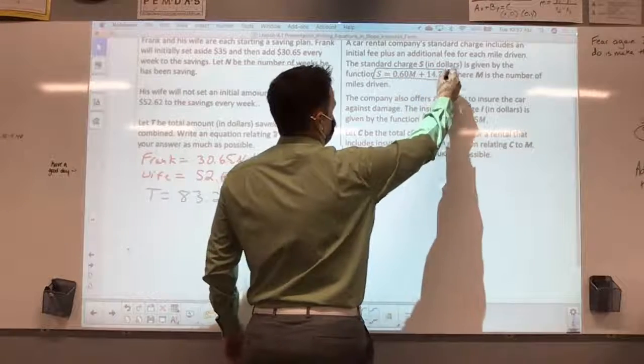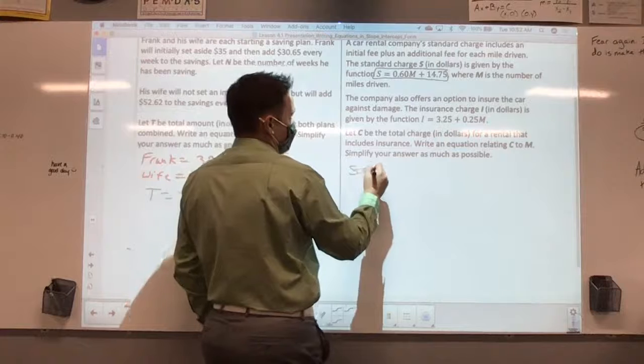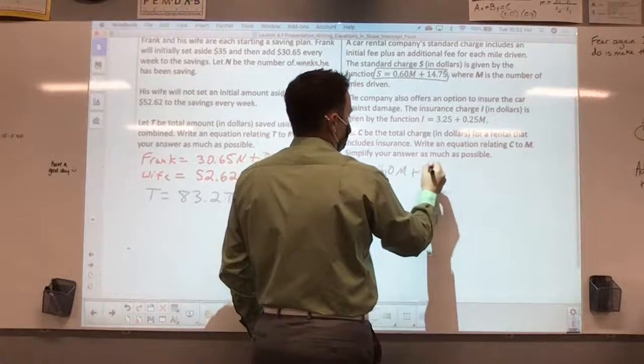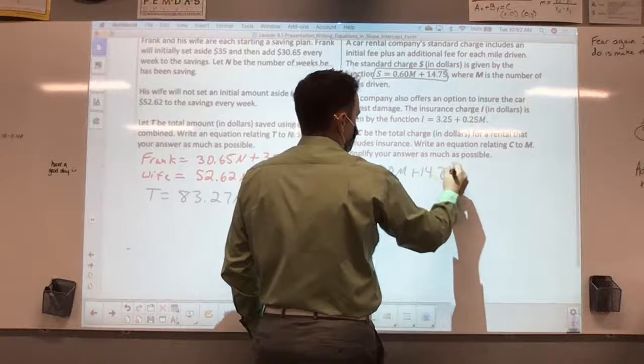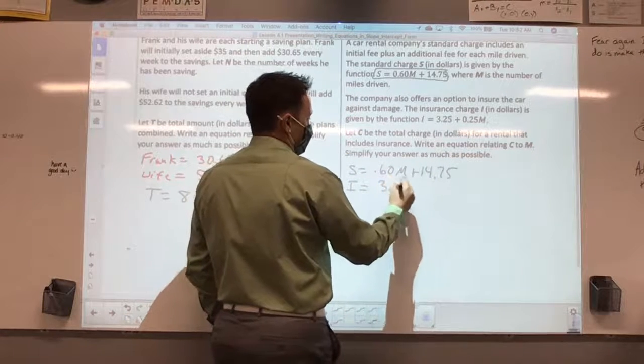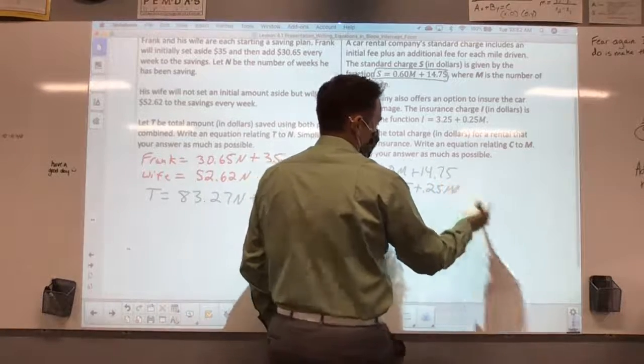Same with this, all right? Car rental standard charge is S equals 0.60 M plus 14.75. And then their insurance was $3.25. And now you just do what?